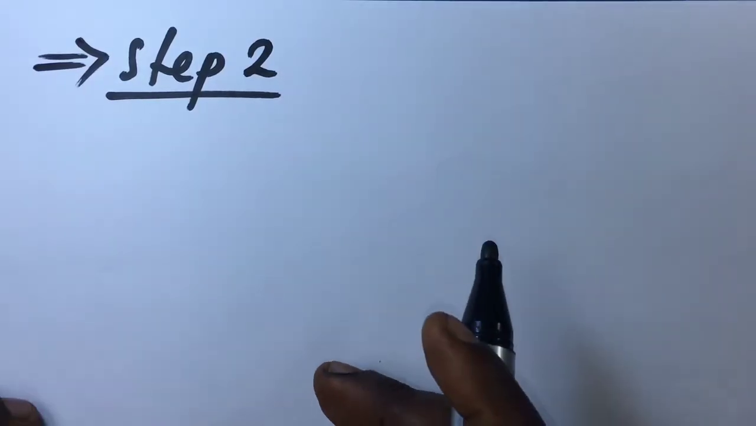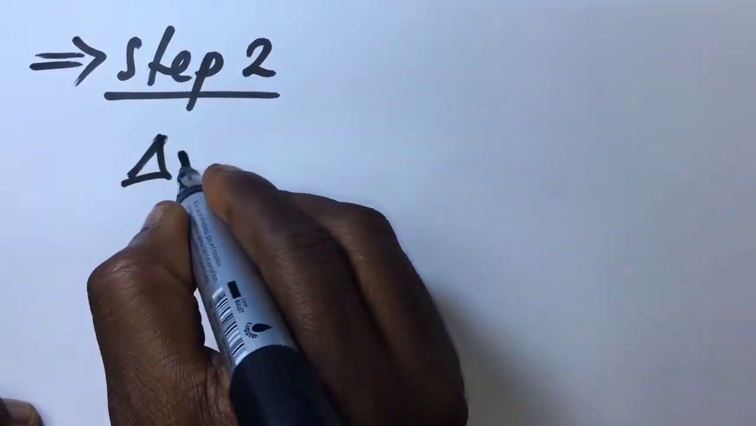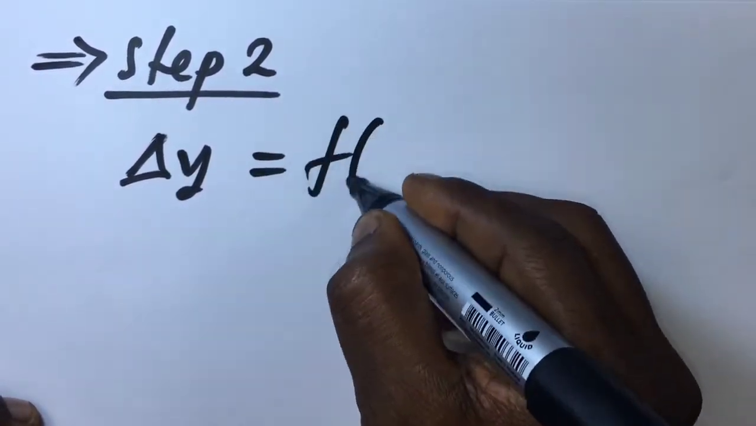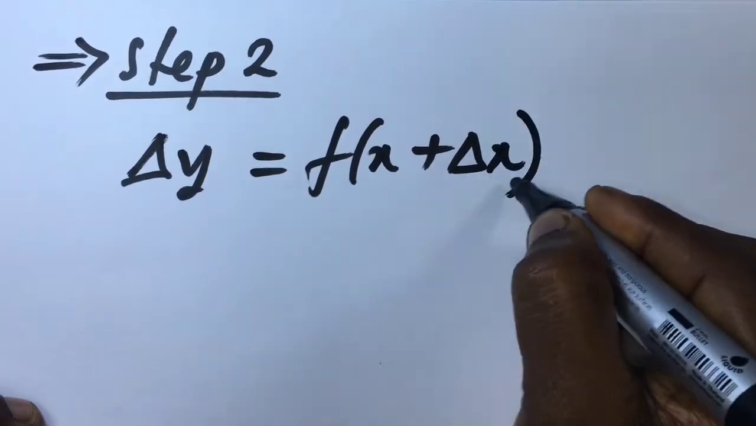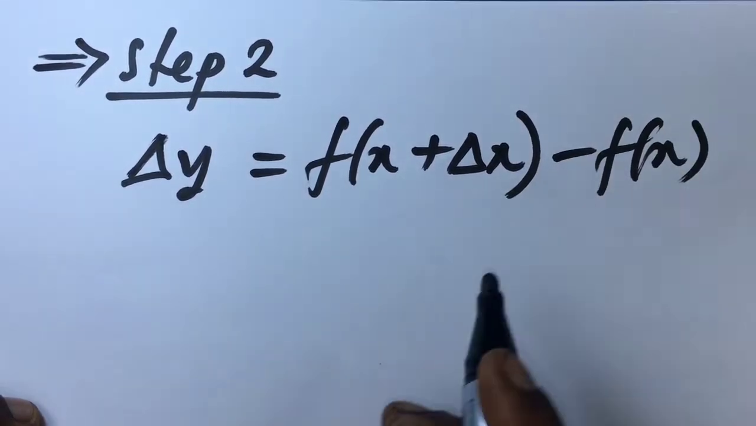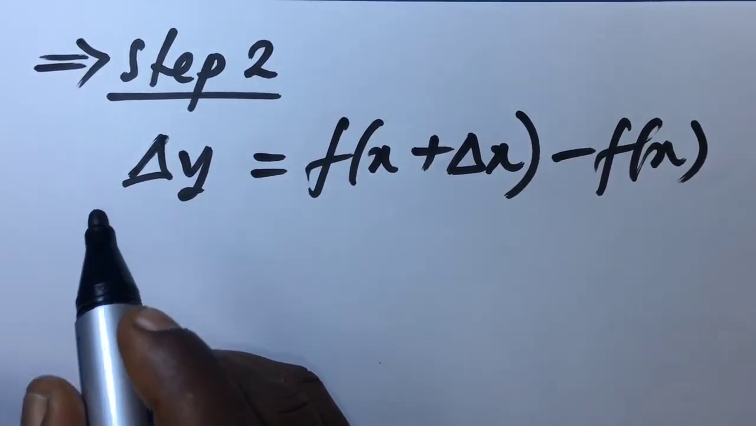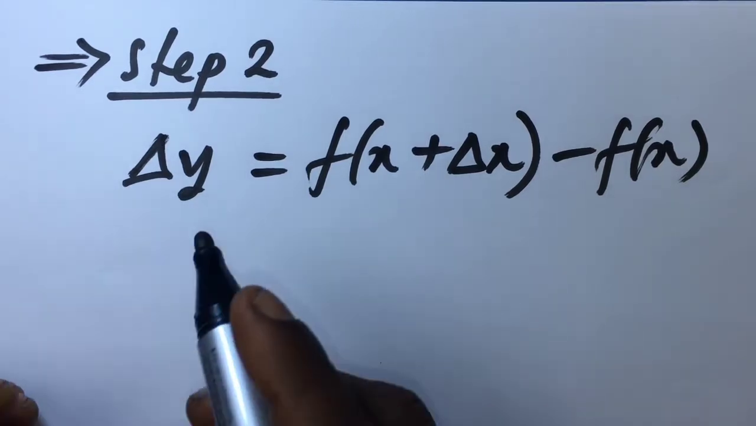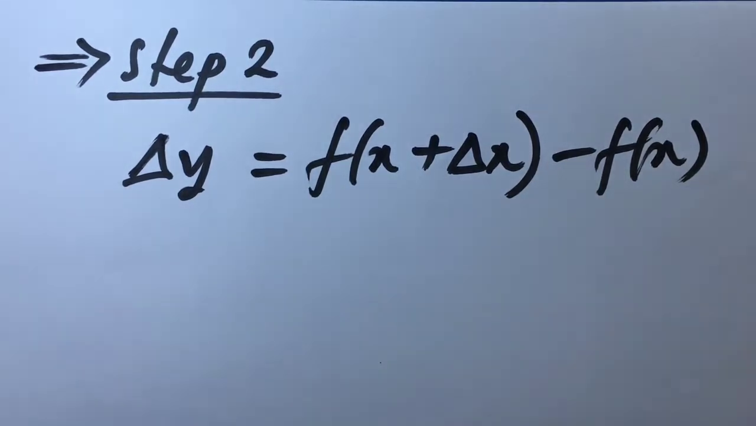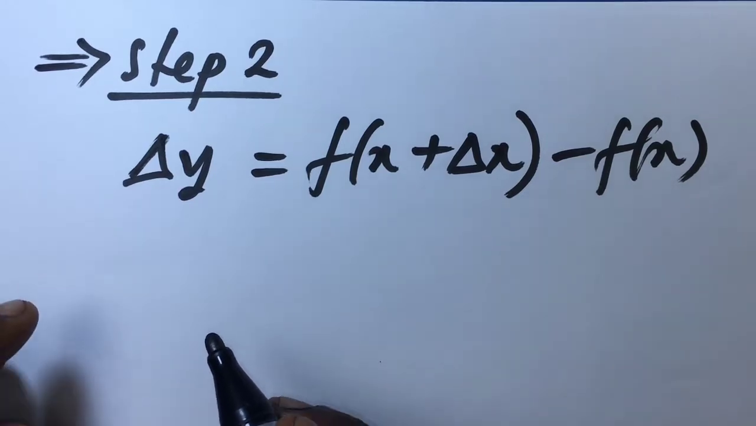Now that we have obtained change in y in step 1 to be f of x plus change in x minus f of x, that is, the infinitesimal change in y, let us consider what next is to be done in step 2. In step 2, what we have to do is to obtain the gradient function. Now, the gradient function, like we discussed earlier, is change in y all over change in x.